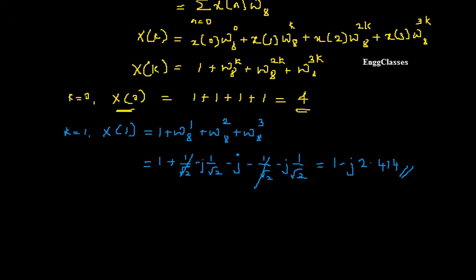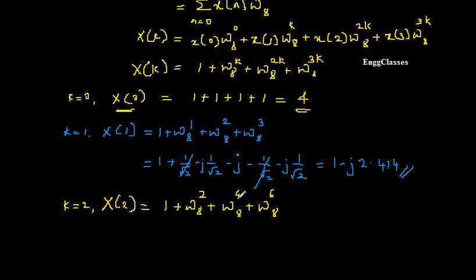So next what I do is I'll put k equal to 2, so that I'm going to get capital X of 2. Is that okay? So again I'll consider this expression. There I'll put k equal to 2, that is 1 plus W8 to the power 2 plus W8 to the power 2 into 2, that is 4, plus W8 to the power 3 into 2, that is 6. So this is what I'm going to get now.